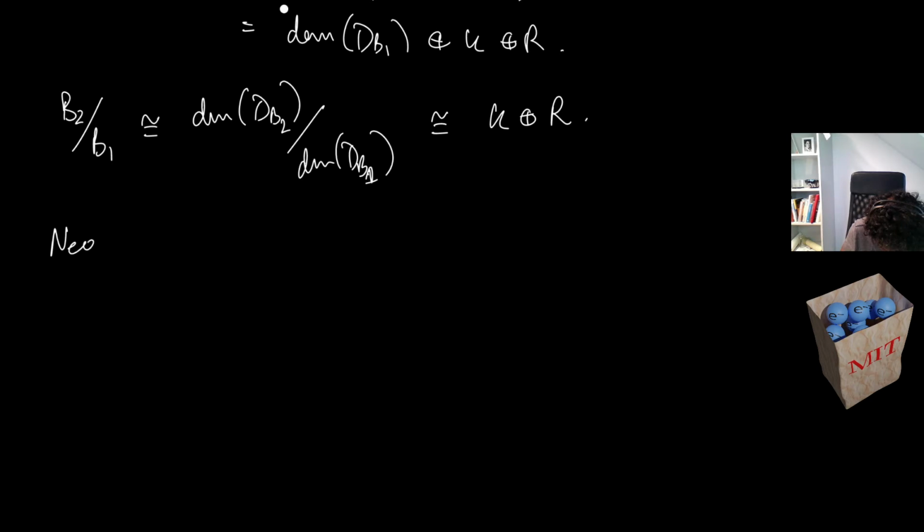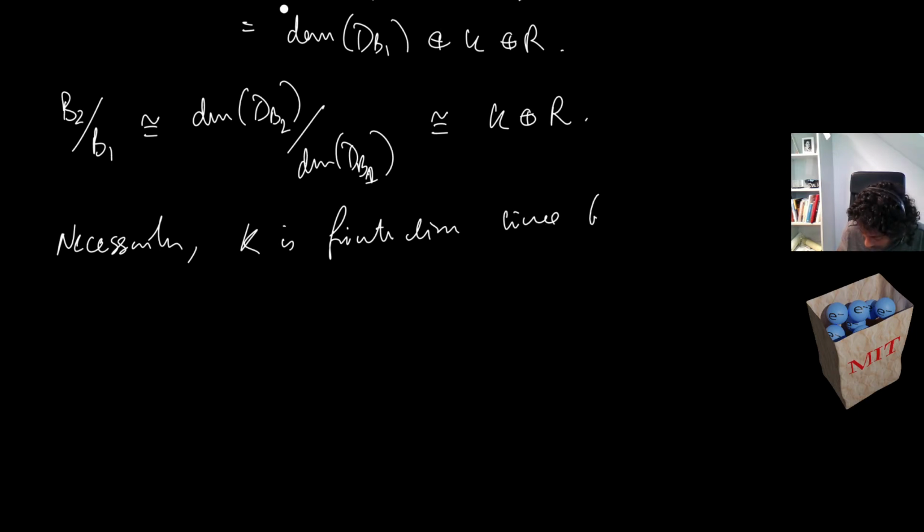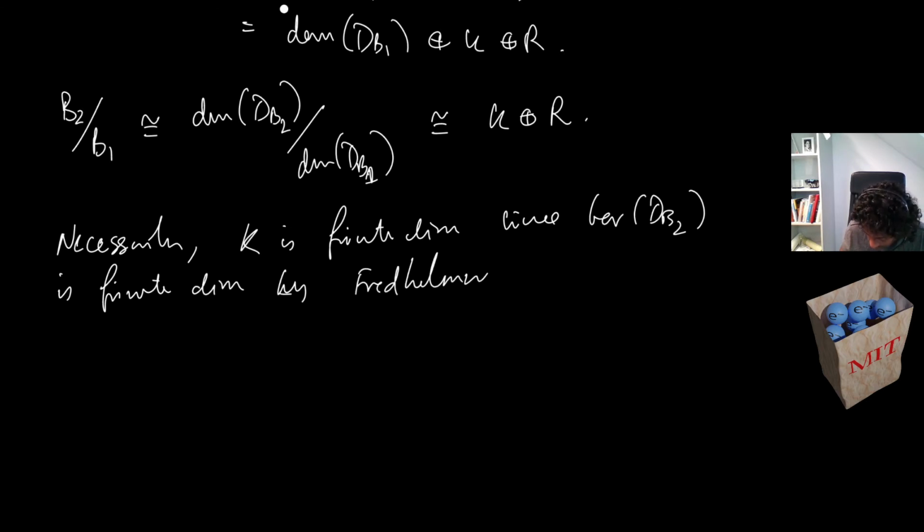Necessarily, K is finite dimensional since the kernel of dB2 is finite dimensional by Fredholmness. Good.